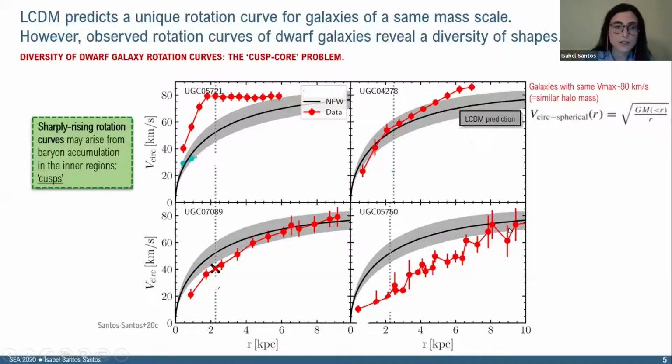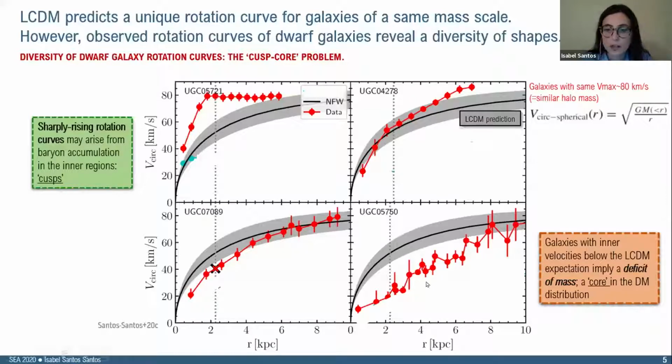The first case, the ones that rise steeply, because the circular velocity is proportional to the mass enclosed, these steep cases could in principle be explained by the accumulation of baryons in the inner regions. These are called cusps, or cuspy rotation curves. However, the cases where the velocities are below the ΛCDM expectation imply a deficit of mass, or a core in the dark matter distribution.